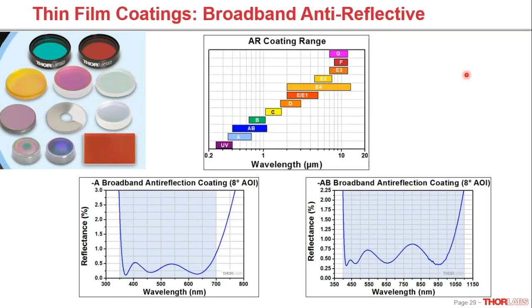Beyond that, we can see that we can extend it even further, and taking a look at just some of the common broadband anti-reflective coatings in our catalog, we observe that we can cover a range from 0.3 to around 15 microns with low reflections, in most cases around or less than 0.5%. That can be seen by a couple of the cases we see here with the A and what we refer to as the AB coating.